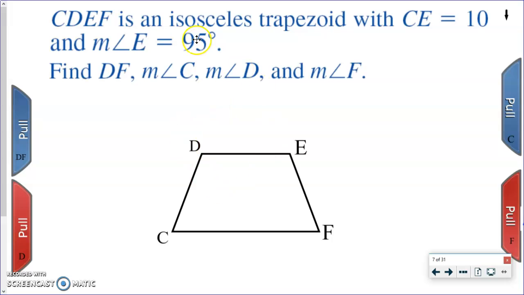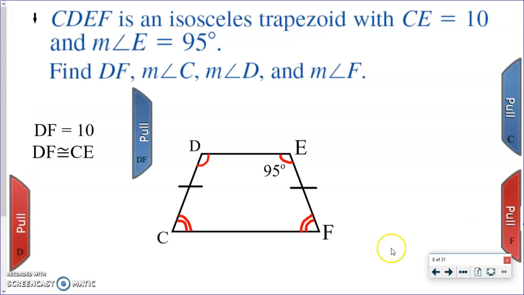So now we're going to try and find all the missing parts of this trapezoid. So we know a couple things. We know that angle E is 95 degrees, and we know that CE, which is one of the diagonals, is 10. That means that if CE is 10, that's this diagonal, and this is an isosceles trapezoid, then DF is also going to be 10.